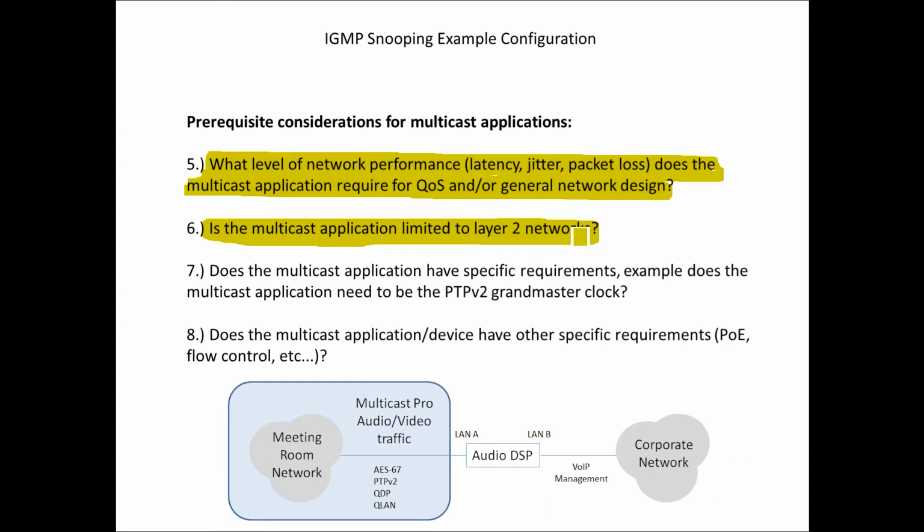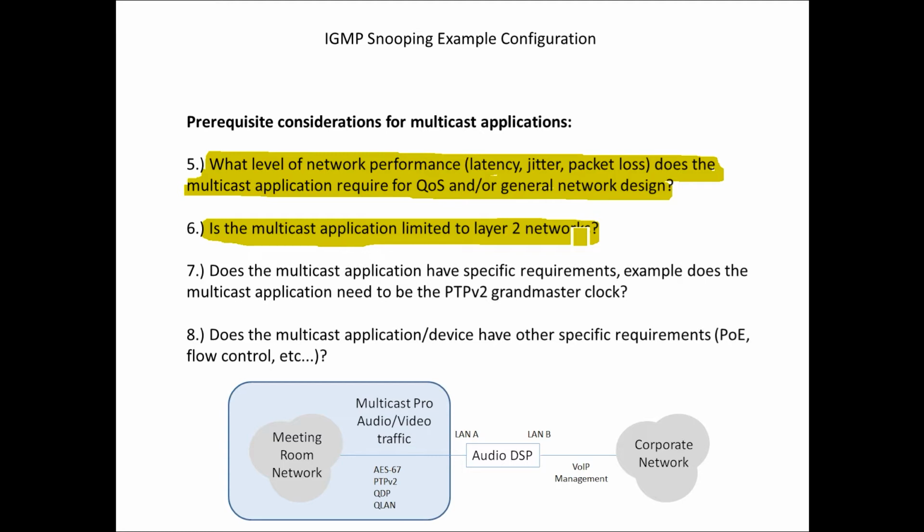And for most meeting rooms, to minimize issues, you'll use one LAN port with a switch, and that'll be the multicast side. We'll call it LAN A. That's where you're going to have the AES-67, you have PTP v2, you have QLAN, you have the QDP protocol, etc. And as long as you have IGMP snooping and Q-SYS set up correctly on the switch, typically you'll be in great shape.